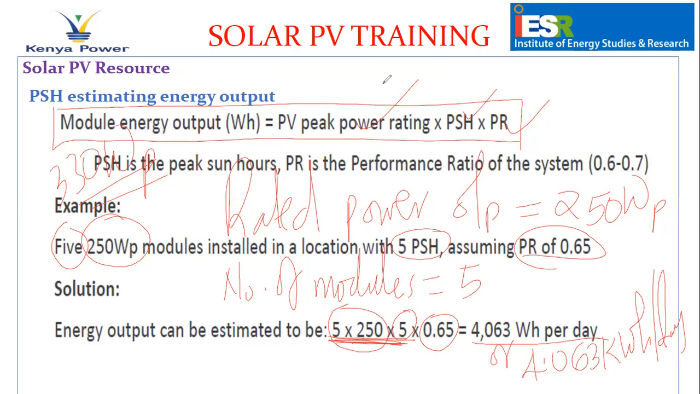Acknowledge a few answers from the chat area there. Now remember, we have 5 330 watts peak modules installed in a location that supports 5 peak sun hours, and we've been told to use a performance ratio of 0.65. Can we determine the total energy output? Let us determine the total energy output. Let me check the chat area there.